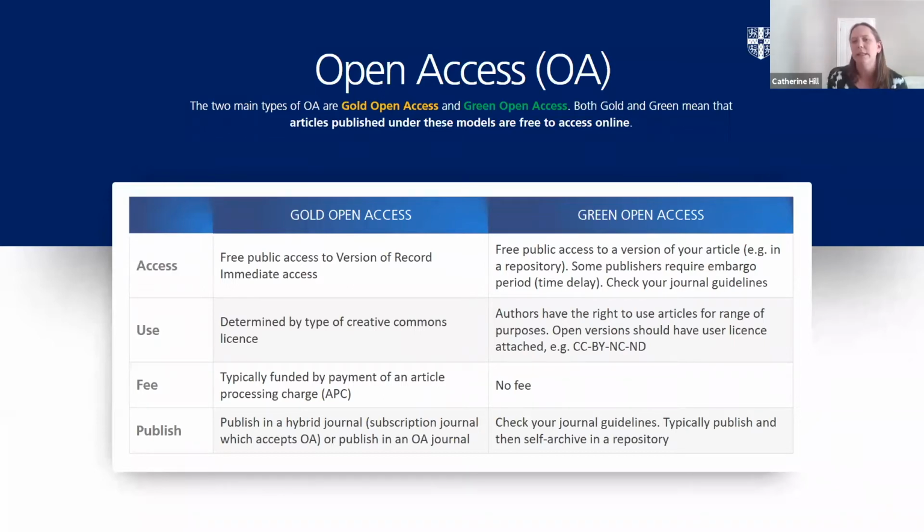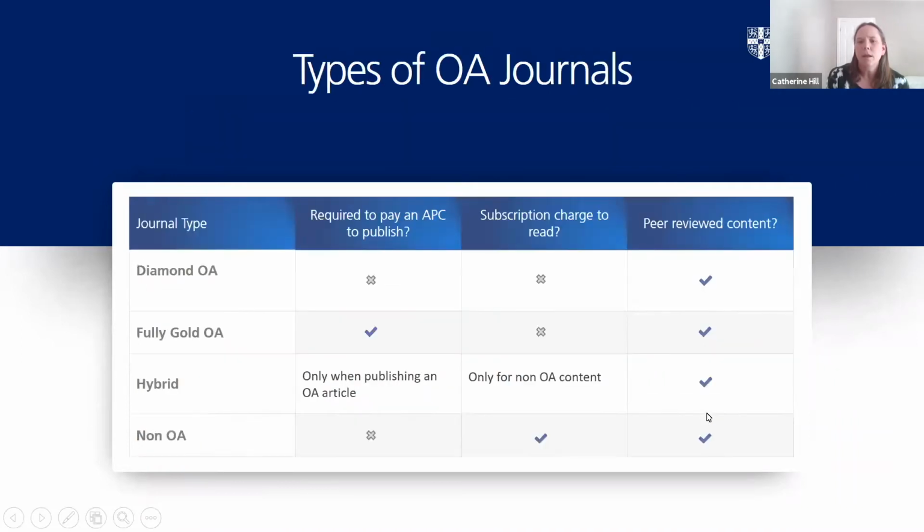Okay, next slide, please. So this slide just details the different types of open access journals that we typically see. The first one is Diamond Open Access. So these are usually funded by a society or funder. So there is no author payment required, but the content is still freely available. A fully gold open access journal. So with these, authors are usually required to pay an APC either individually or via their funder or institution, and the content is freely available to all.